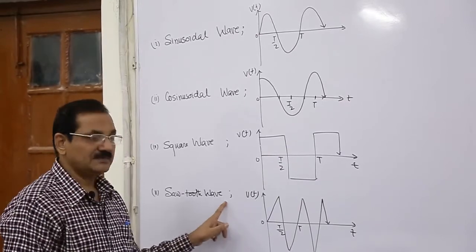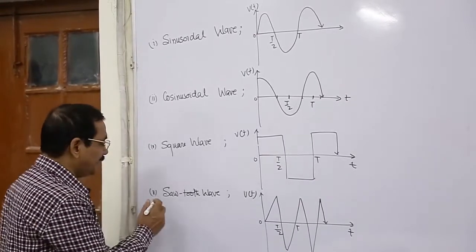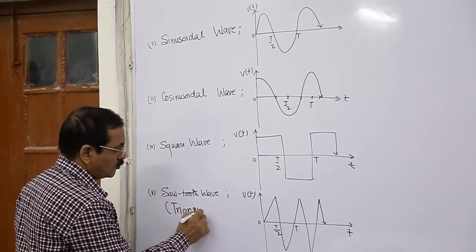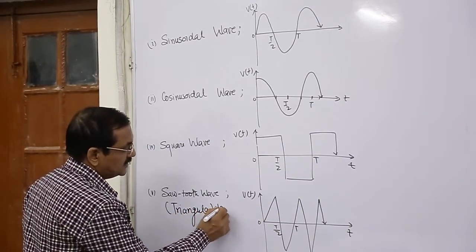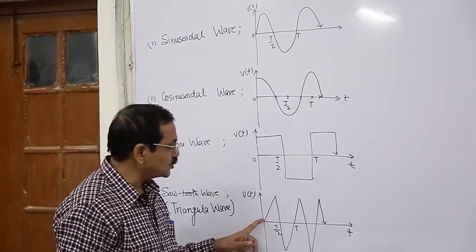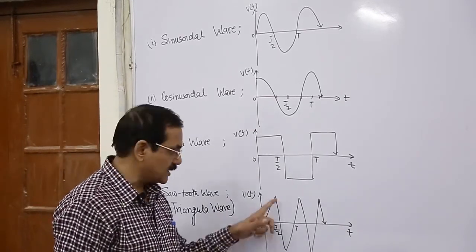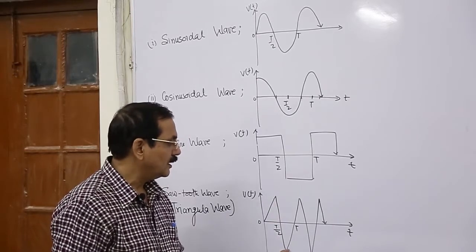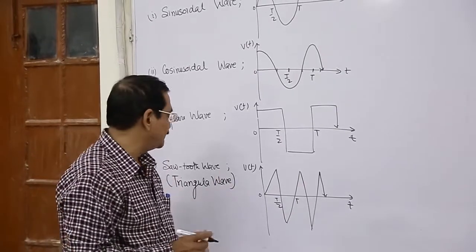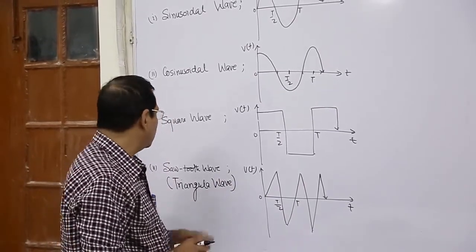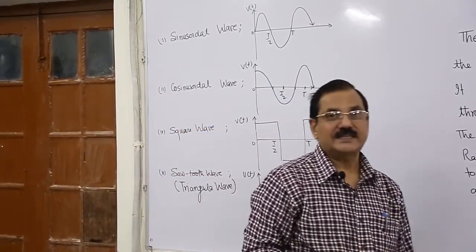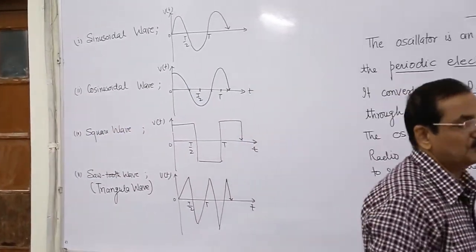Sawtooth wave, sometimes it is also called a triangular wave. That is a rise of the amplitude with respect to time, and then there is a sharp fall, and then there is a rise again. So this kind of wave is a sawtooth wave. A pulsating voltage can also be produced.